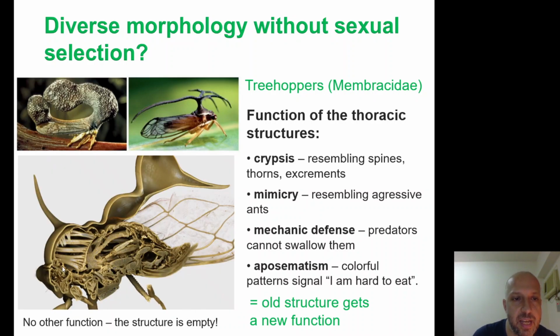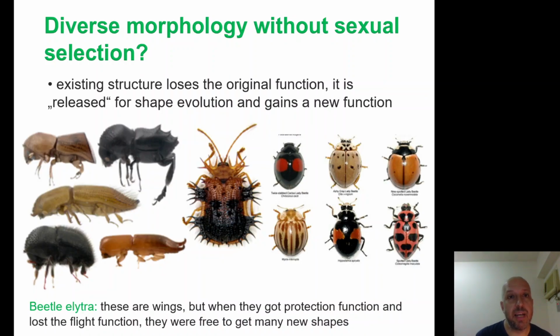You can see that here is the animal which is cut as a micro CT model, and you can see that this structure on the thorax is basically hollow. It's just nothing in there, not even muscles. It's just a special structure, but it doesn't have any muscles or any other special things. So this is an example of how an old structure, the thorax, which is there in all insects, somehow gets a new function and starts to work for something new, right? Another example of the same are actually the elytra of beetles, right?